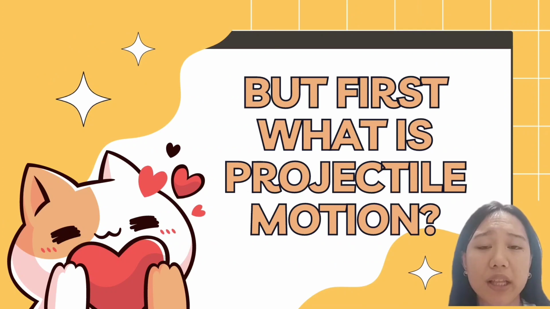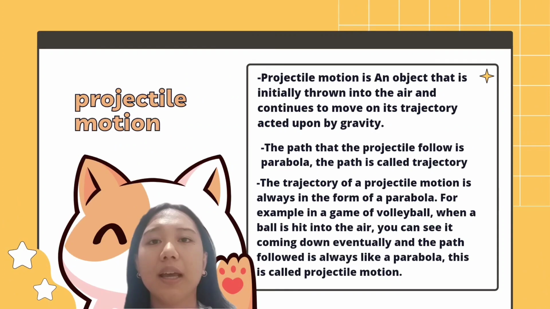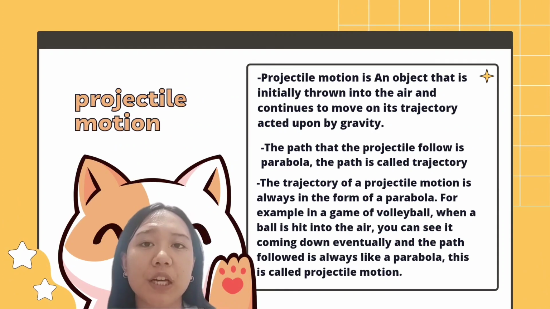But first, what is projectile motion? Projectile motion is the motion of an object that is initially thrown into the air and continues to move on its trajectory, acted upon by gravity. The path that the projectile follows is a parabola. The path is called the trajectory. The trajectory of a projectile motion is always in the form of a parabola.